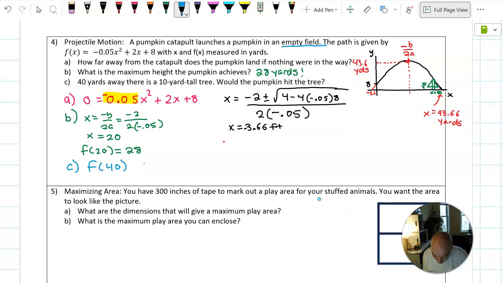So if the pumpkin is at 8 feet and the tree is 10 feet, yes, since f of 40 is 8 yards, yards, not feet. Since f of 40 is 8 yards, the pumpkin will hit a 10-yard tall tree.